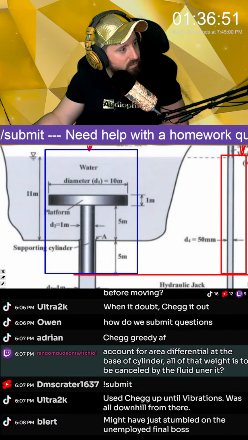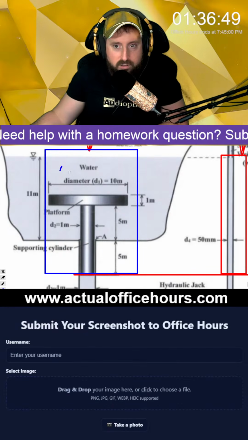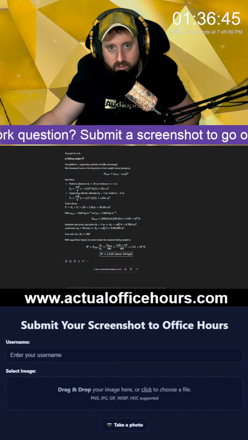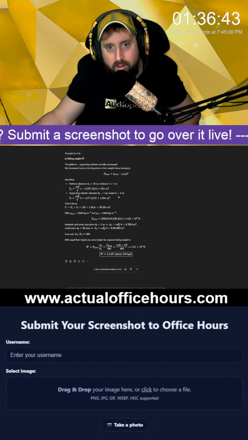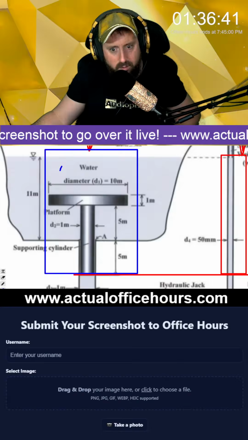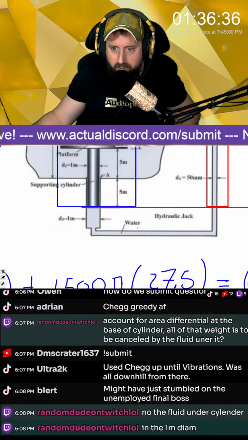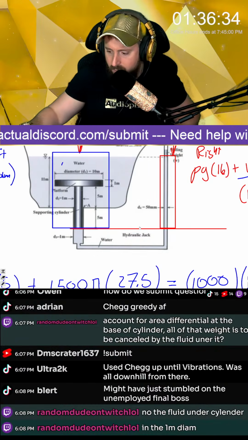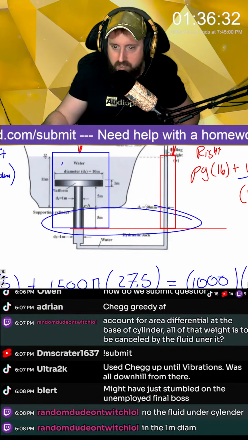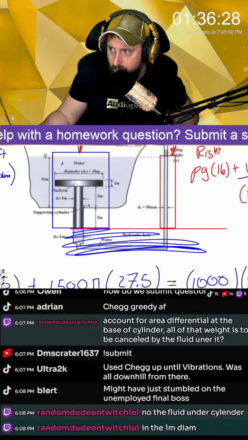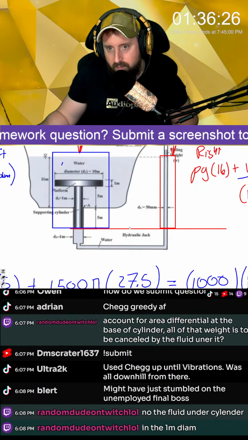Okay, let's see. ChatGPT apparently got your 1 kilonewton, so let's see what they did. I want to see how. Oh, the fluid under the cylinder. Sorry, you're talking about this fluid? I don't think I really care about that fluid though. No, because I'm finding the pressure here, which means all of this is like null. I don't really care about that. Right?